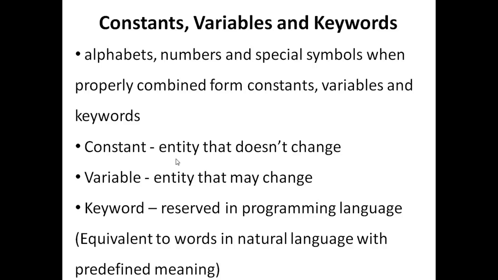So the constant is the one that doesn't change at all. Variable is the one that can change. Keyword is a reserved word in the programming language, which is equal to the words in natural language with predefined meaning, which we cannot change.